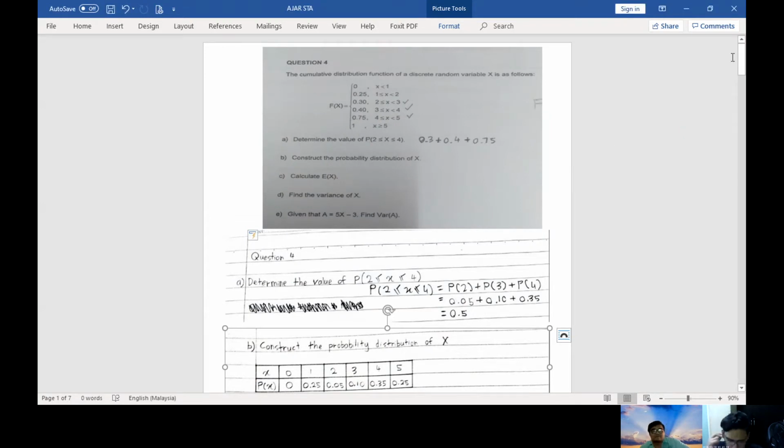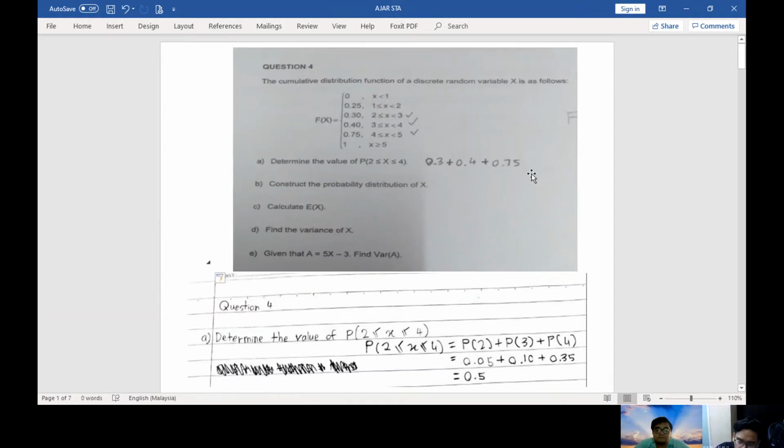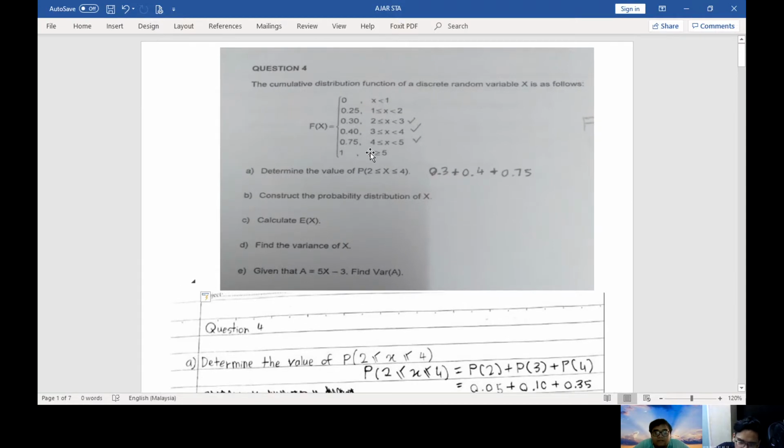So, we start with question 4. The cumulative distribution function of a discrete random variable X is as follows. Before we start, Boom, is it clear? The question is too small, I need you to zoom more. Okay, now it's good. Thank you. So let's start with question A.